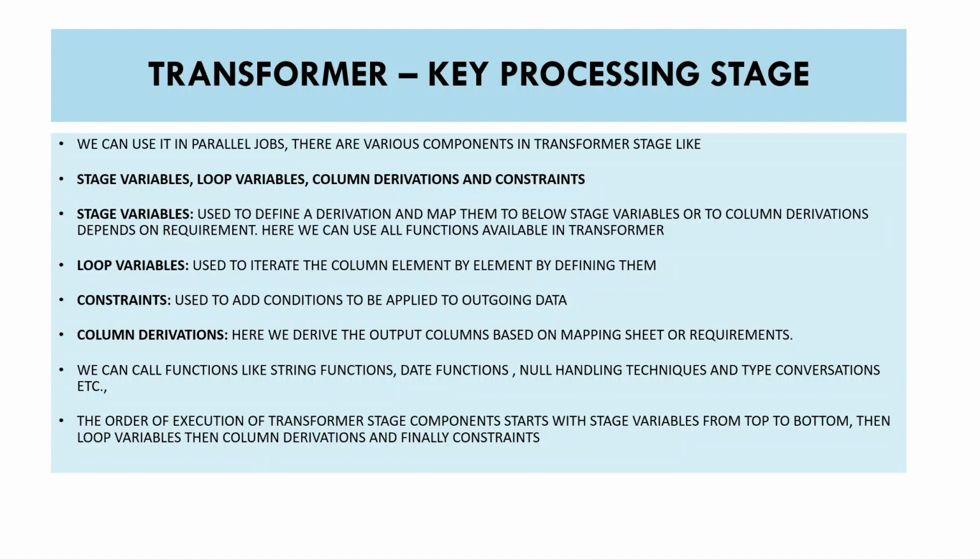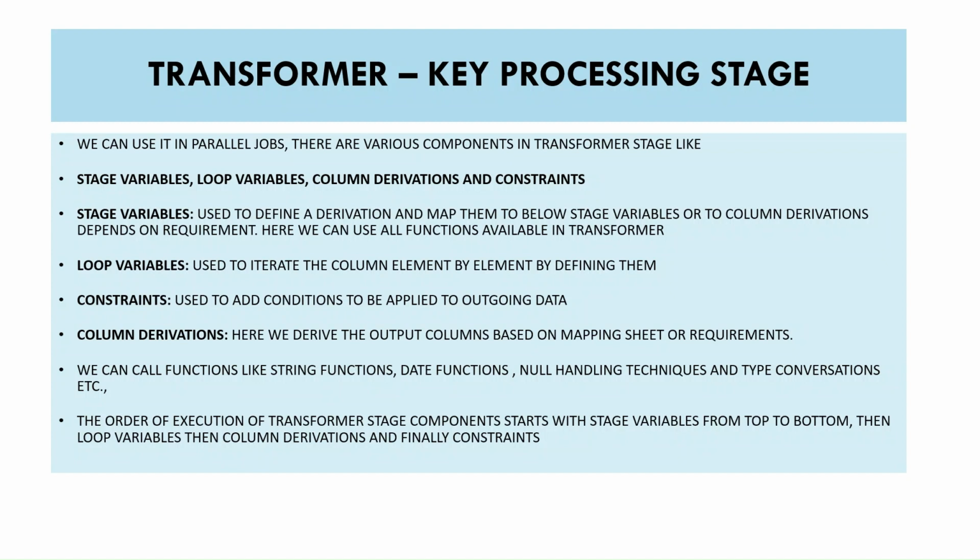So what are these components? Stage variables we generally use to define any intermediate derivation with the help of available functions, the string functions, or type conversions. I mean, we can convert data types, we can apply calculations, mathematical functions can be added. All these kinds of things can be applied on the incoming data as an intermediate result, which can be defined through stage variables. And loop variables, say suppose we would like to apply some operation on incoming data in a loop, then we go for loop variables.